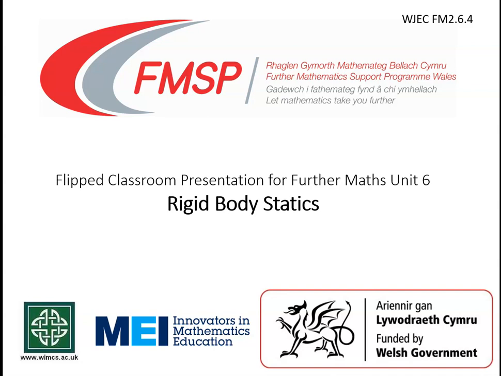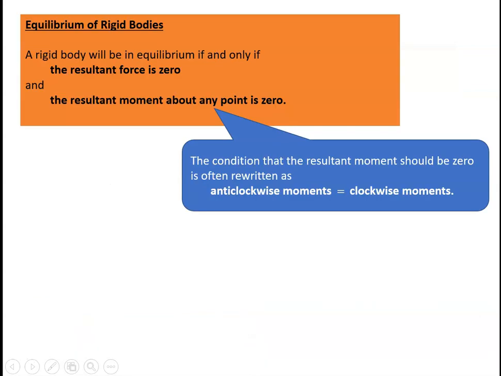In this video we're going to look at some more statics problems. Now the key thing to remember is that if a rigid body is in equilibrium, then the resultant force must be equal to 0 and the resultant moment about any point must be equal to 0. And we will normally rewrite this condition by saying that the anticlockwise moments about any point must equal the clockwise moments about the same point.